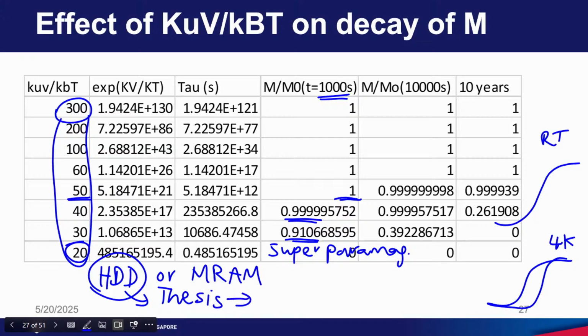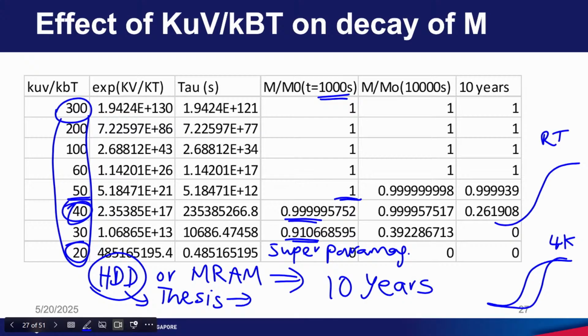in your hard disk drive, and if the thermal stability of the hard disk drive is only 40, then maybe next day you try to open your file, it will be gone. So, we cannot sell a hard disk drive with the KuV by kBT low. So, when people sell hard disk drive or MRAM, they will ensure that your data is stable at least for 10 years.